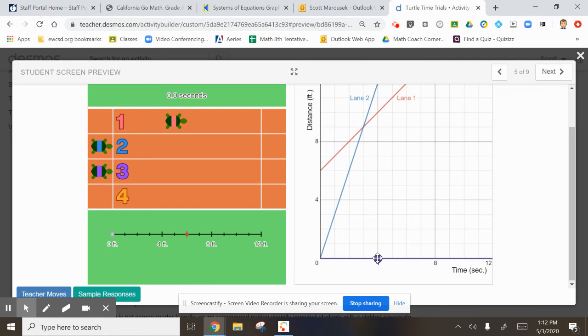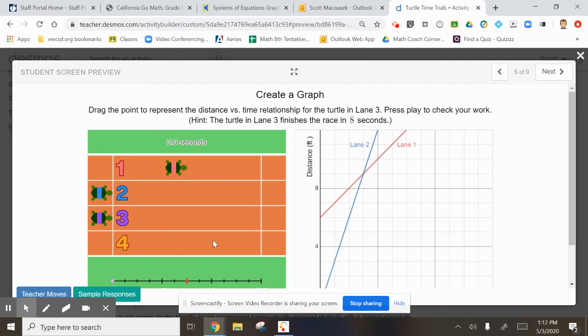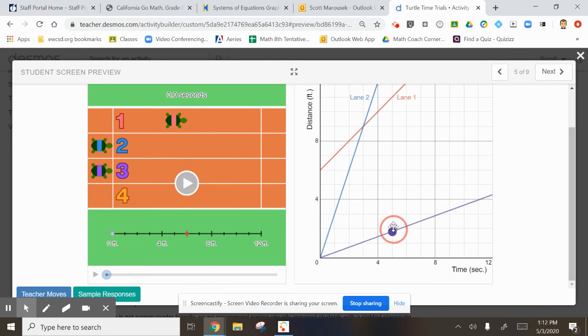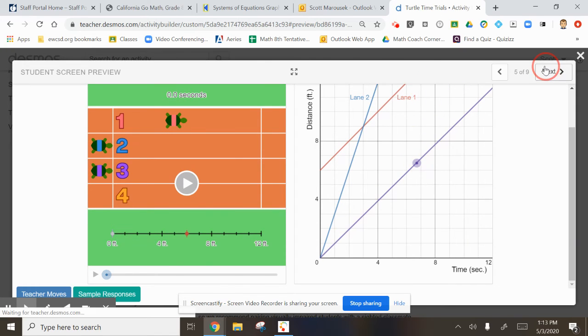So you're going to grab this point and you're going to put it where you feel it needs to go. And for this one, I'll give you a little help. It says the turtle in lane 3 finishes the race in 8 seconds. That's a hint. Where is 8 seconds here? All right. Well, you're going to drag this up to eventually be 8 seconds. Okay. Give you a little hint there.